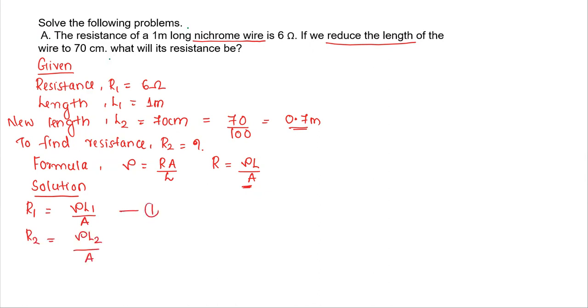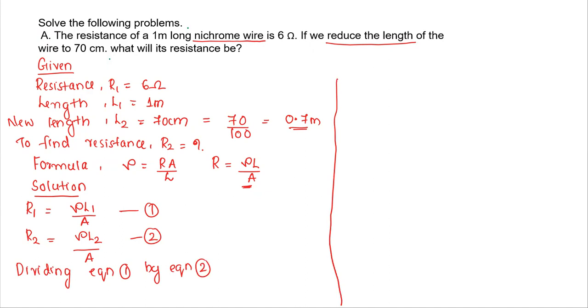Okay, let it be equation number 1 and 2. We want to find out R2. So I'm going to divide these two equations, dividing equation 1 by equation 2. So what you will get, children? Here you will get R1 upon R2. Okay, left hand side divided.